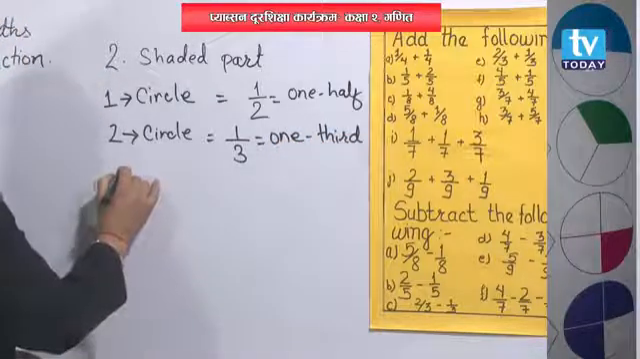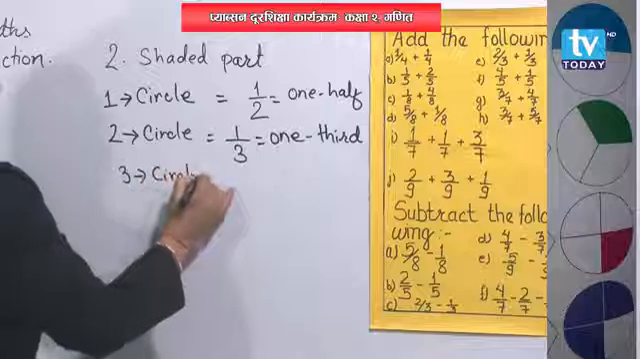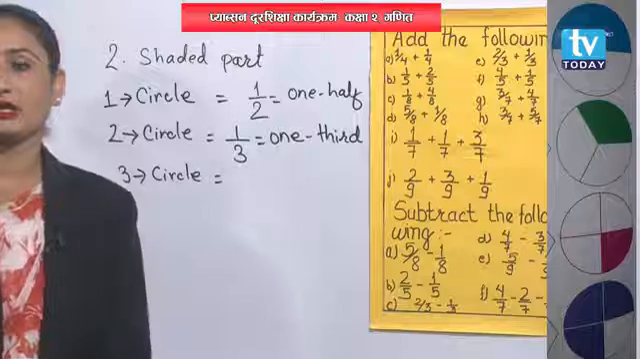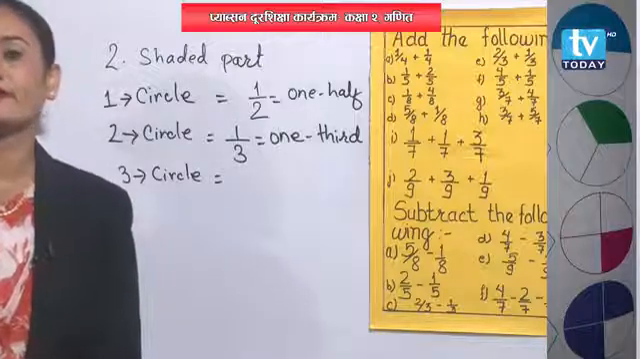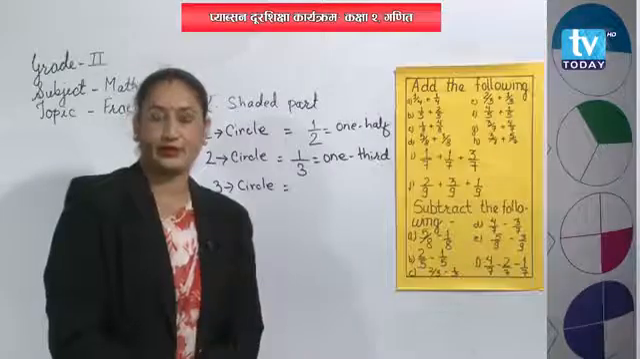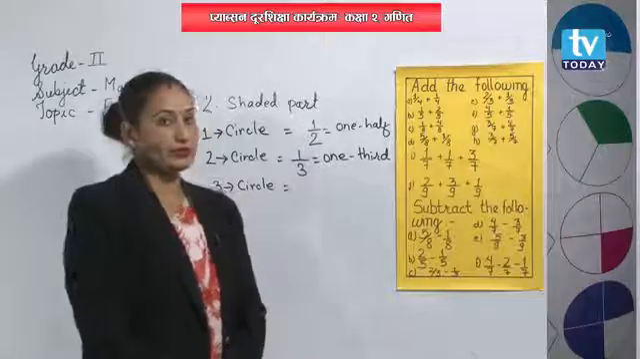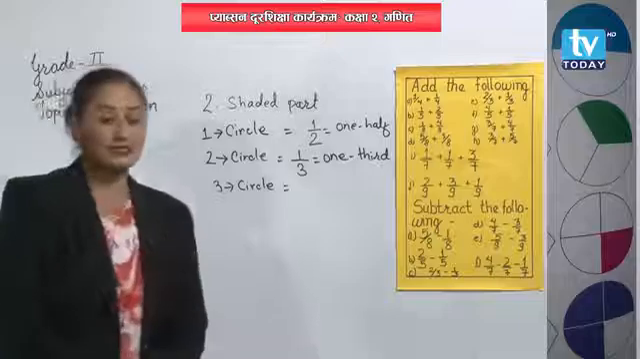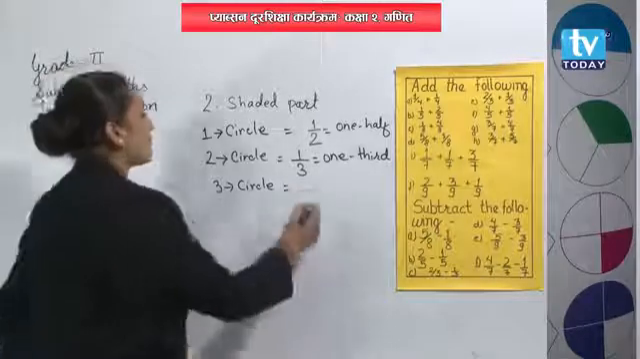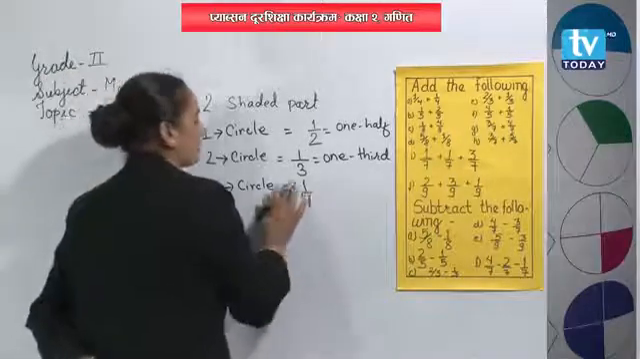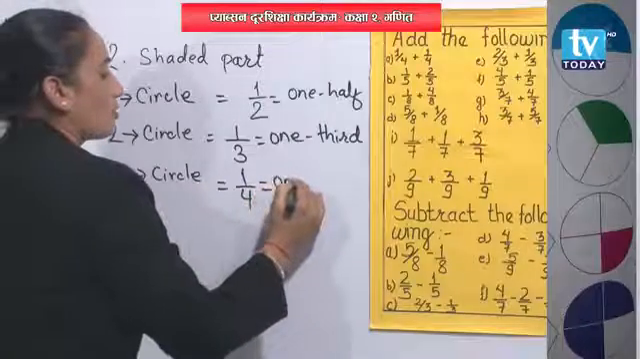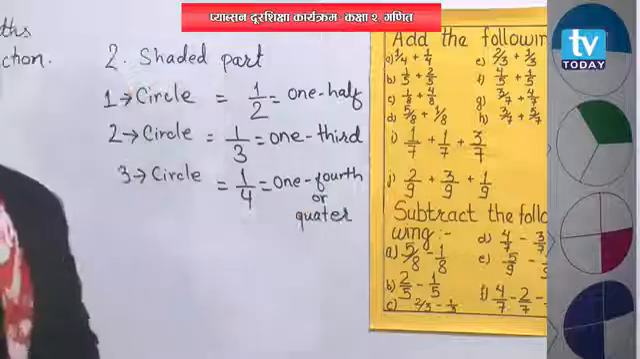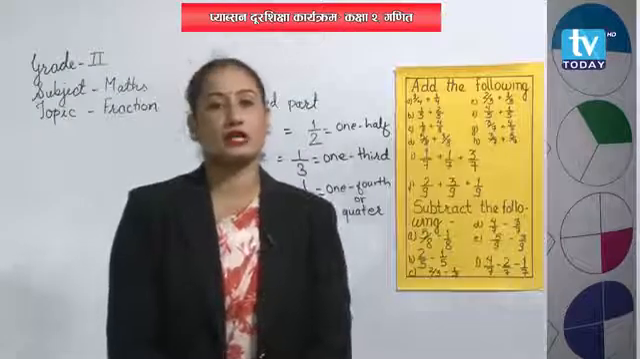Okay, now, third circle. What is there in the third circle? How many parts are there? Altogether, there are 4 parts. Right, students? So, in these 4 parts, how many parts are shaded over here? 1 part out of 4. Then we call it 1/4 or quarter. Okay, can you write 1/4 or quarter?